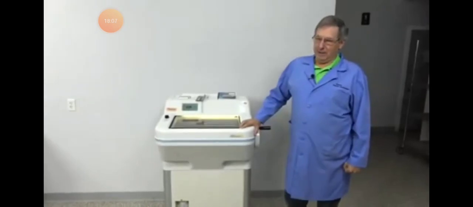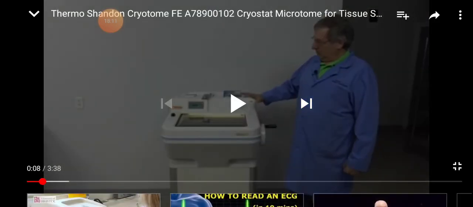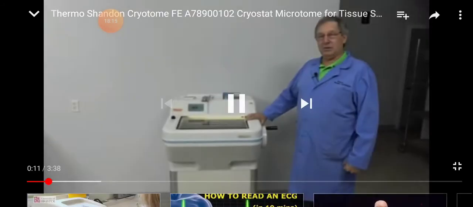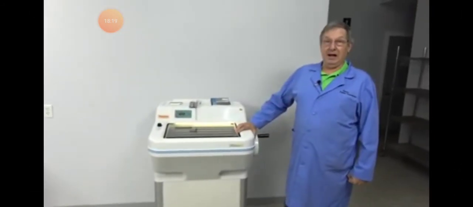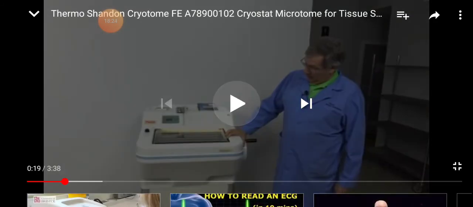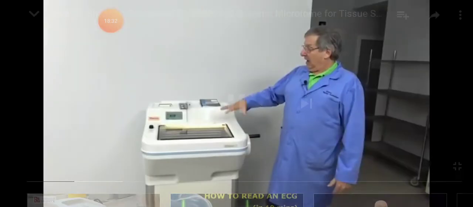Welcome to New Life Scientific. My name is Steve. So what you see here, that instrument is the cryo microtome. Today we're going to be talking about cryostats, namely the Microtome FE by Thermo Scientific. This is a Shandon model. This cryo microtome is also known as a cryotome or cryostat. A venerable name in the cryostat industry.